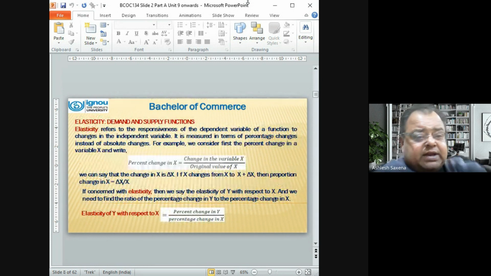Now comes elasticity, demand, and supply functions. Elasticity refers to the responsiveness of the dependent variable of a function to change in the independent variable. It is measured in terms of percentage changes instead of absolute. For example, if we consider the percent change in a variable x, we can write it as the percent change in x is equal to change in the variable x upon original value of x, or we can say as delta x upon x.